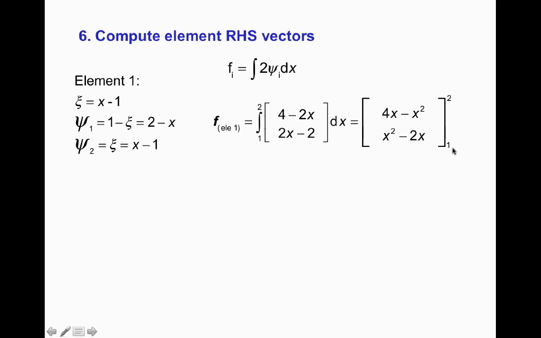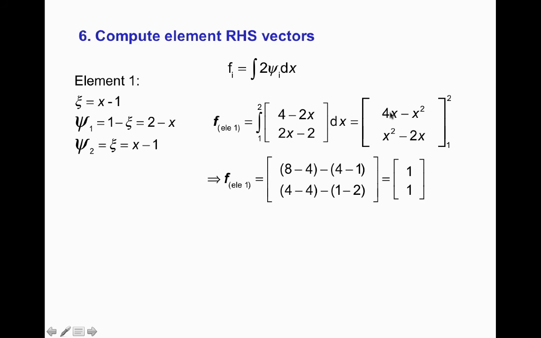Again, we evaluate that between 1 and 2, and we get 4 times 2 is 8, minus 2 squared, which is 4, minus 4 times 1 is 4, minus 1 squared, which is 1, gives us 4 minus 3, which is equal to 1. And then for this term, we get 4 minus 4, which is 0, minus 1 minus 2, which is minus 1, so therefore we get 1. So we've now computed the element stiffness matrix and the element load vector for element 1.